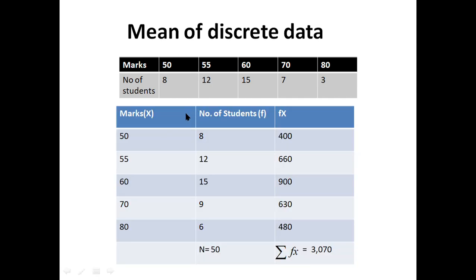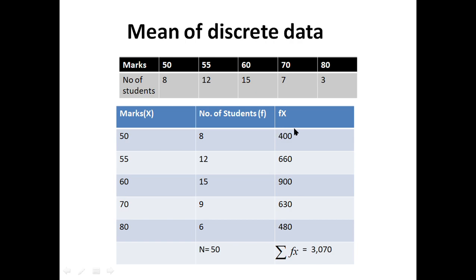See, here 50 is repeated for 8 times. So if we add 50 eight times, it will be 50 into 8. So 50 when added for 8 times, that is 50 into 8, and the product is 400, and like that 55 is repeated for 12 times, so that is why we get 660, and so for 60, 15 times, 900, 70 times 9 is 630, and 80 times 6 is 480.